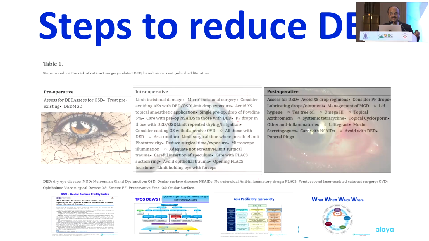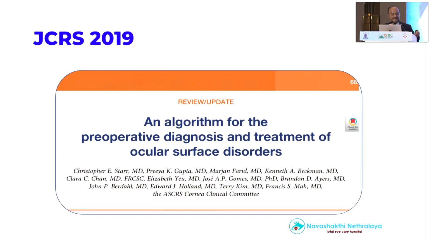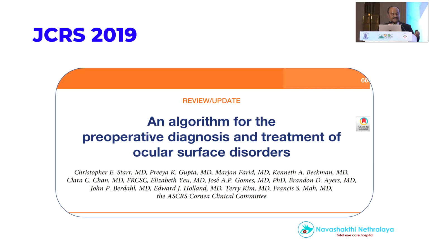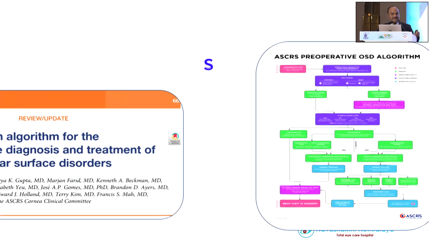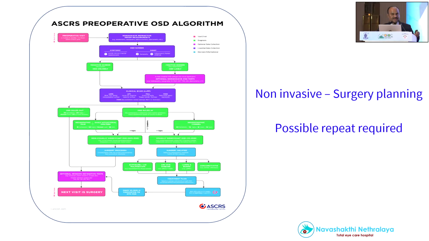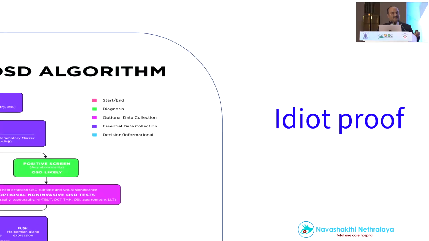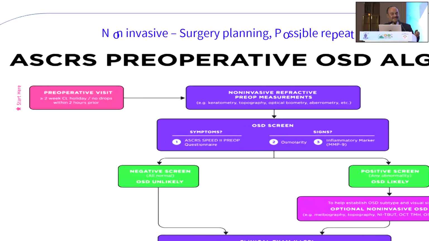Hence, what are the things to do? Preoperative, intraoperative, postoperative, and the treatment. That's how I've classified this particular talk. So this was the algorithm that was proposed. In short, it's a non-invasive surgery planning, and if necessary, a possible repeat is required. Most important part of this algorithm was this: it's idiot-proof. Even your receptionist, even probably watchman, if you train, can do this. It also says where to start and where to end.